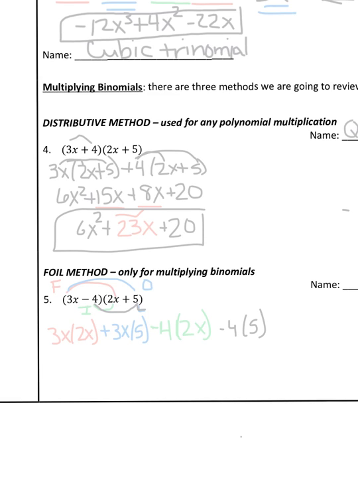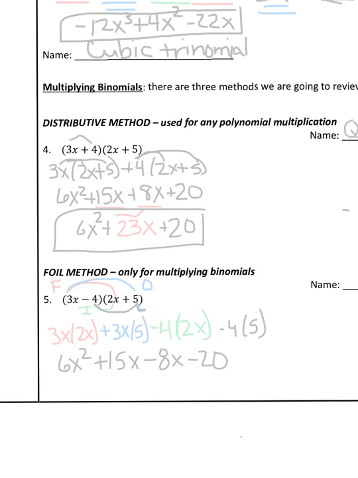So then you go 3 times 2 is 6, x squared. Then you go 3 times 5 is plus 15x. Negative 4 times 2 is negative 8x minus 20. If you noticed, I used the same numbers for the binomials. I just changed some of the signs in the middle. Kind of shows you how you got to pay super attention to your signs when you're working on these problems.